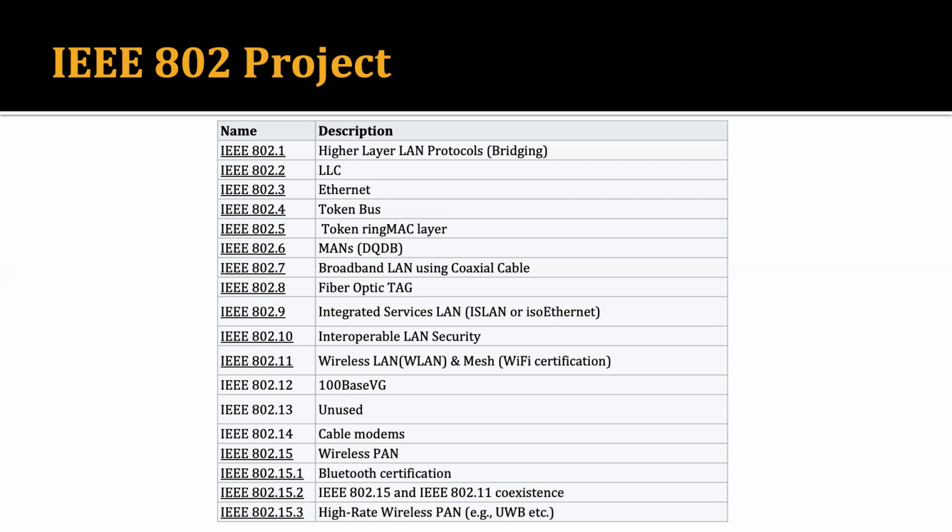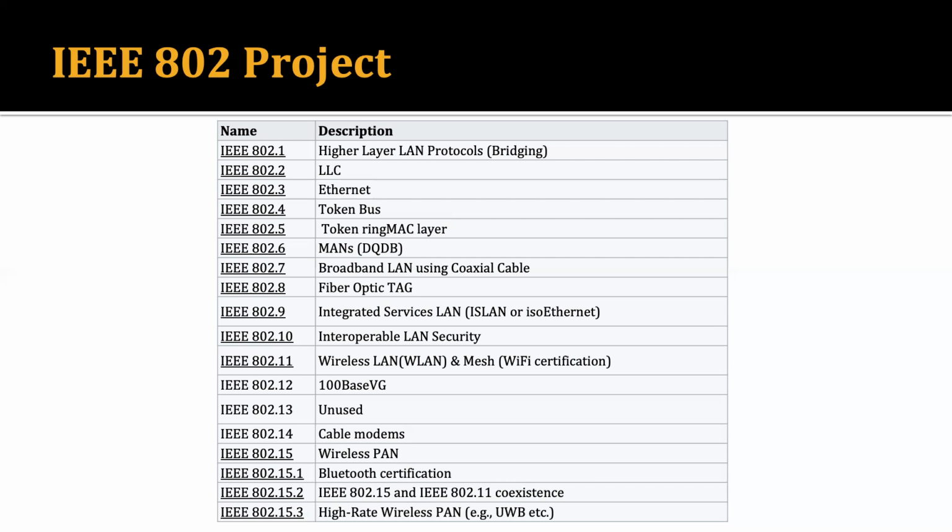Then 802.11, which is the very widely used wireless LAN, that is wireless local area network. It is also a mesh network, and it is the certification of Wi-Fi that we are using. Like when we connect the access point with our computer or with our mobile phone, we are using 802.11, which is the wireless LAN or Wi-Fi certification protocol.